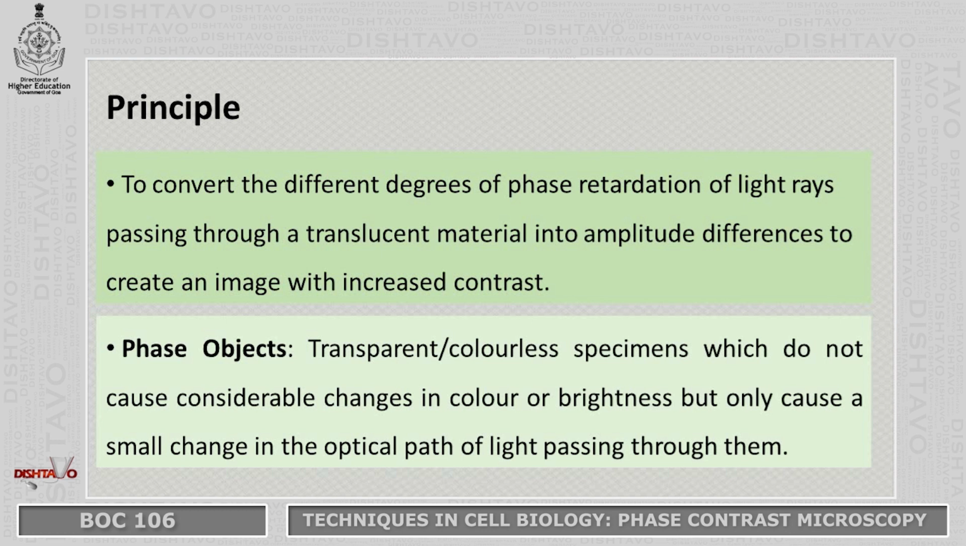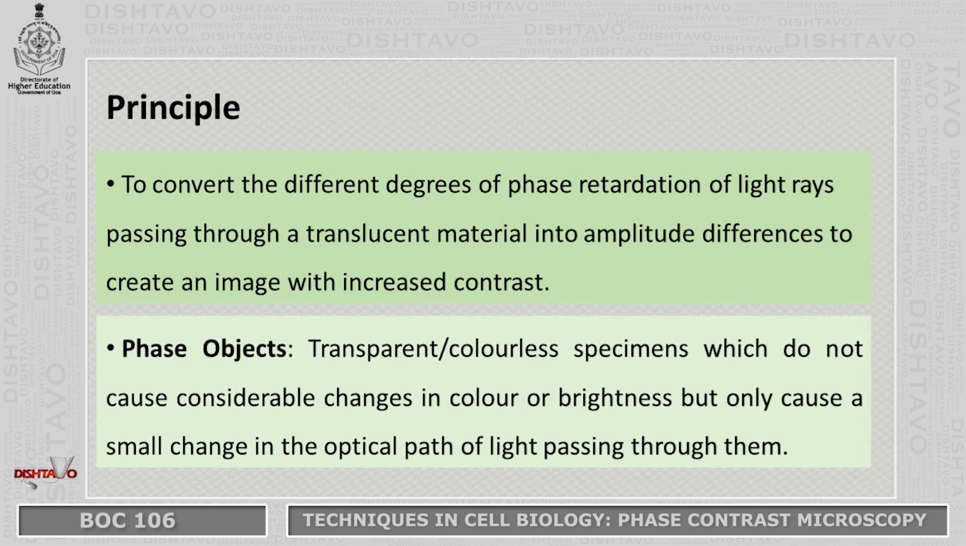The objects that we use for normal light microscopy are called amplitude objects, but the objects used for phase contrast microscopy are called phase objects. Here, phase objects are either transparent or colorless specimens which do not cause a considerable change in color or brightness, but only a tiny change in the optical path of light passing through them.